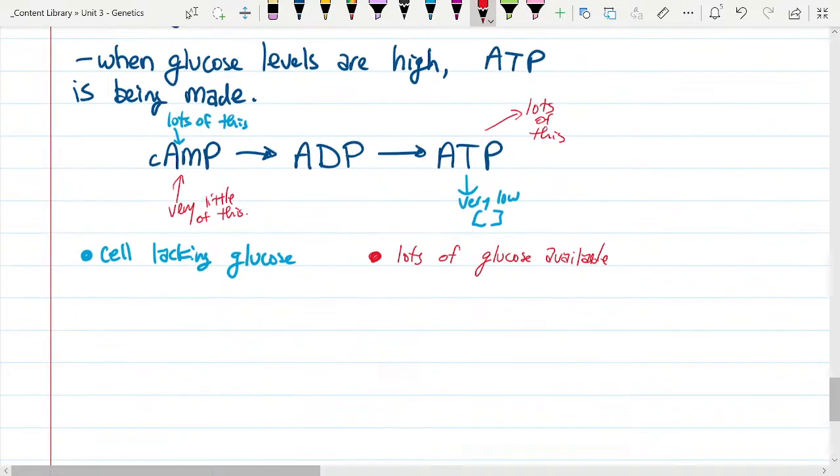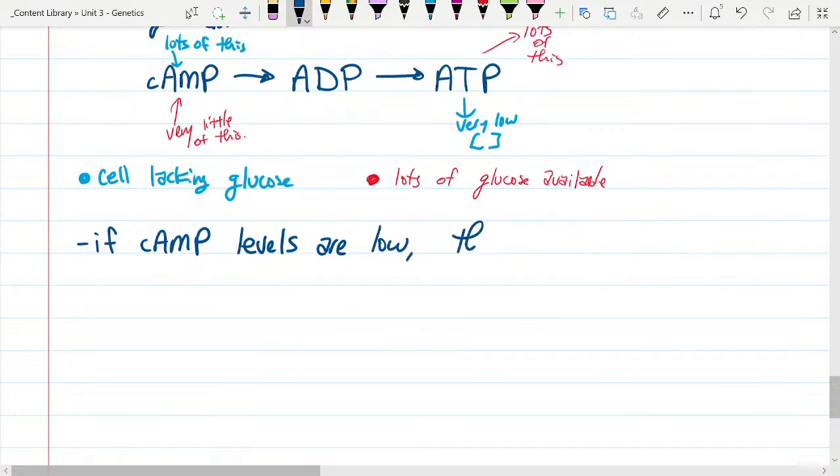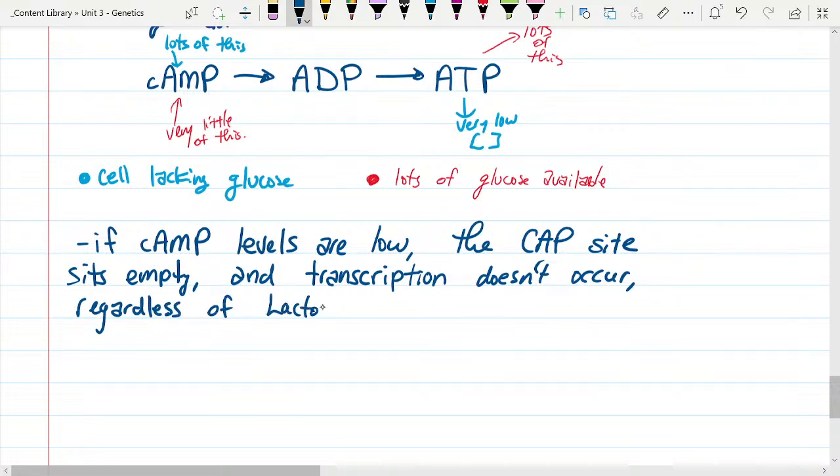Okay, so let's look at that. If cyclic AMP levels are low, the CAP site sits empty, and transcription doesn't occur, regardless of lactose levels.